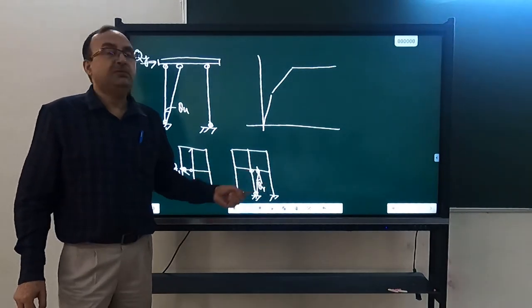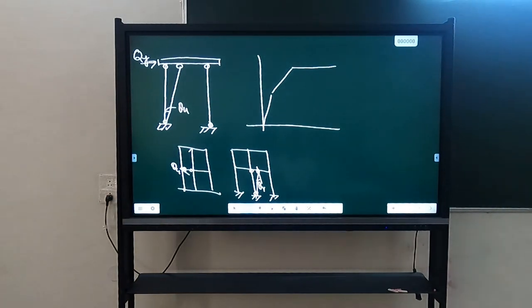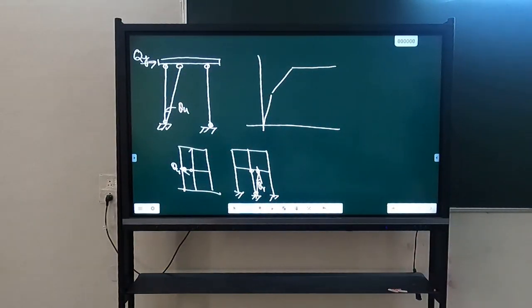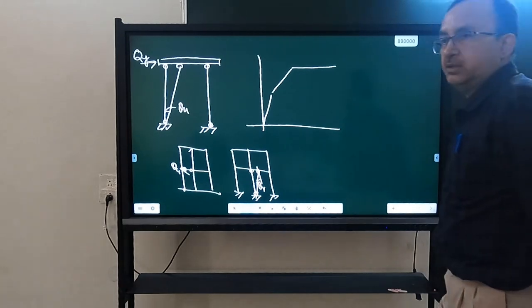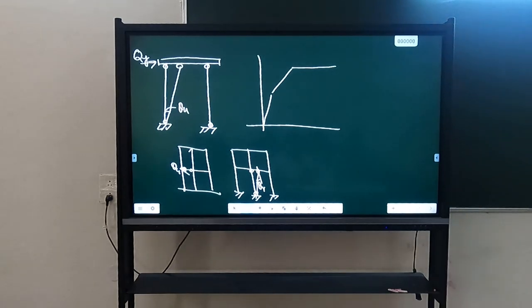In this case, we know theta u is very small because it is a column subjected to axial force. And in the last class, I had left you in between. I have brought it now. What will happen to the moment rotation curve when the column is subjected to different axial forces? Axial force zero, axial force less than the balanced force, and axial force more than the balanced force.